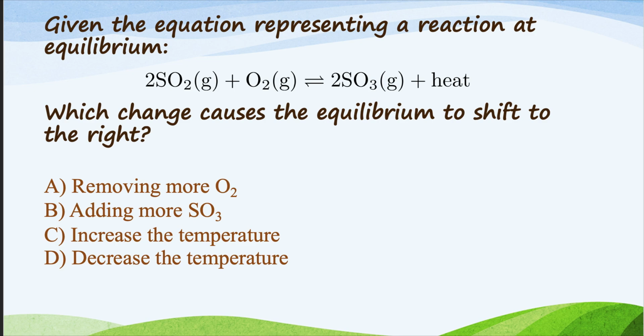Which changes will cause a shift to the right? If we remove oxygen, it's going to shift towards it, so it's actually going to the left. So that won't be the answer. If we add more SO3, it's going to shift away from it, so left. If we increase temperature, it's going to shift away from it, so it's also going to go left. But if we decrease temperature, it's going to go towards it, so it's going to go towards the right. So the answer would be D for that one.